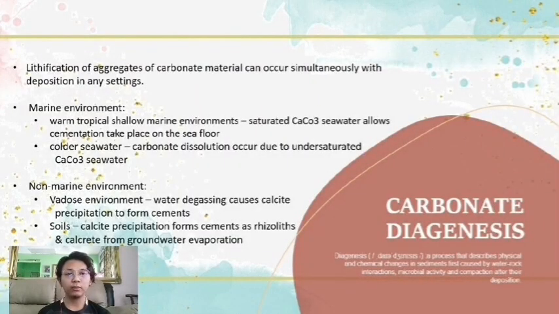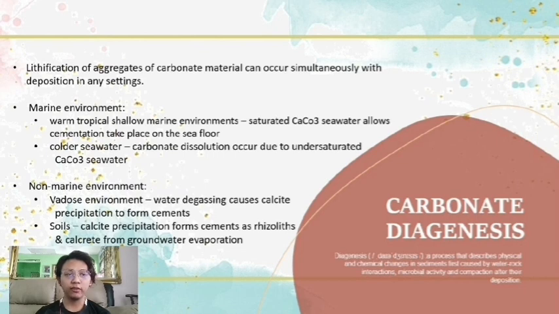Hi, I'm Hafiz. I'm going to explain to you about carbonate diagenesis. Cement in carbonate rock is mainly made up of calcium carbonate derived from the host sediment. Lithification of aggregate and carbonate material can occur simultaneously with deposition in any setting where there is either a lot of seawater being circulated through the sediment or where sedimentation rates are low.